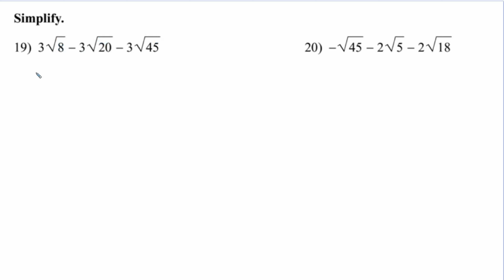So 8 is 2 cubed. We're going to do a little bit of review here. This is 2 cubed minus 3 root 20. If you factor that, we get 2 squared times 5. And then 45 is 5 times 9, and 9 is 3 squared. So 3 squared times 5.